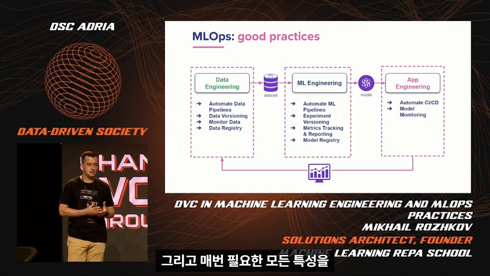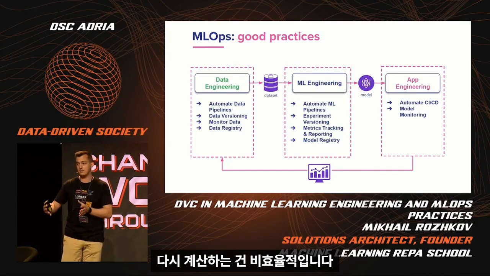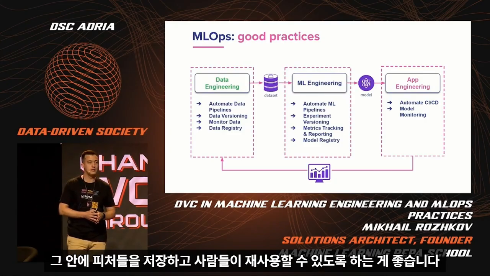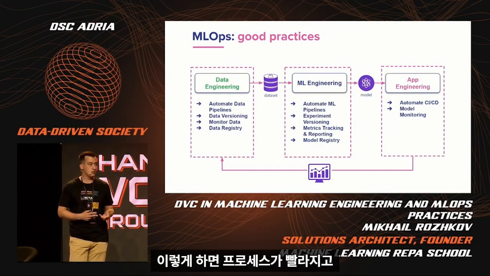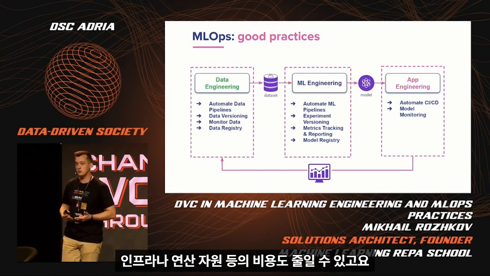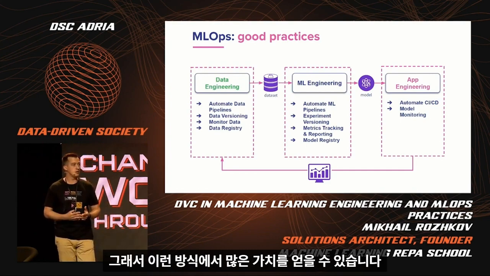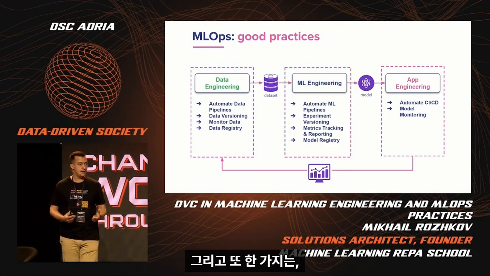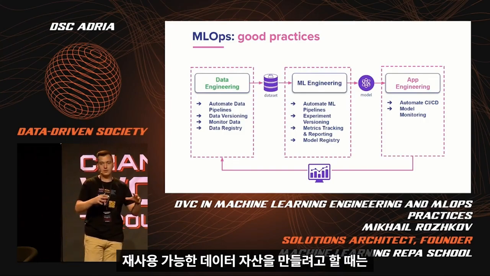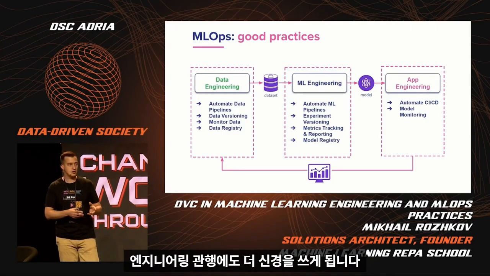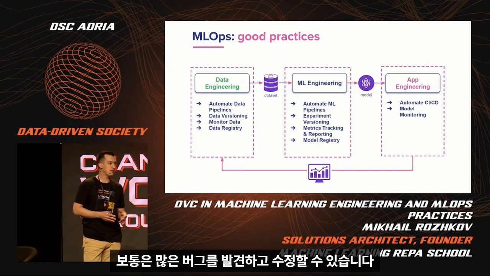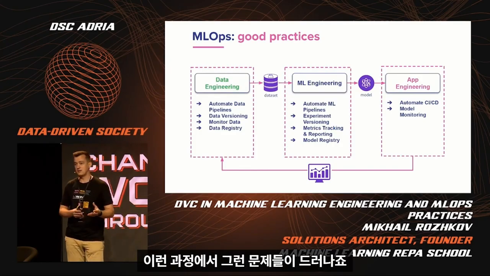And it doesn't make sense to calculate all the features we need every time. It makes sense to create a data mart or feature store, put those features there, and let people reuse them. So it will speed up the development and deployment process, and reduce the cost for infrastructure and computation resources. So we can gain a lot of value from this. Also, when we try to create a reusable data asset, we put more attention on engineering practices. We try to make it robust and automated, and we usually find and fix a lot of bugs during this process.